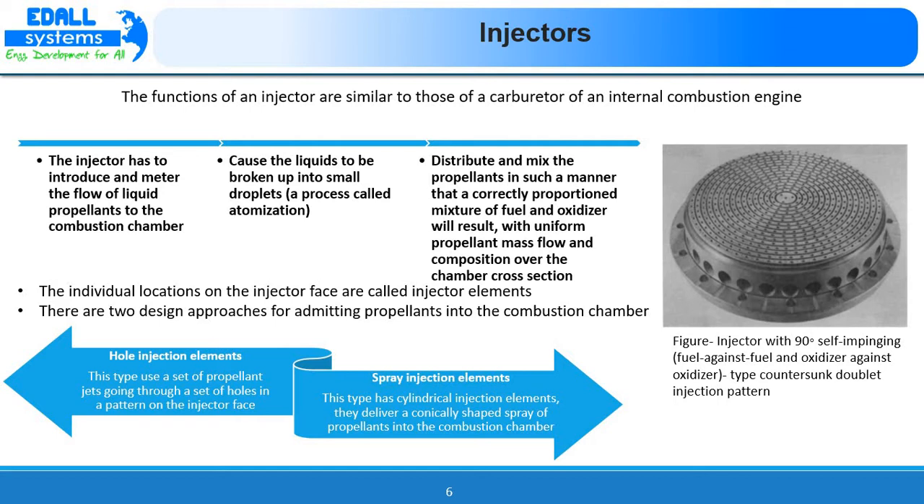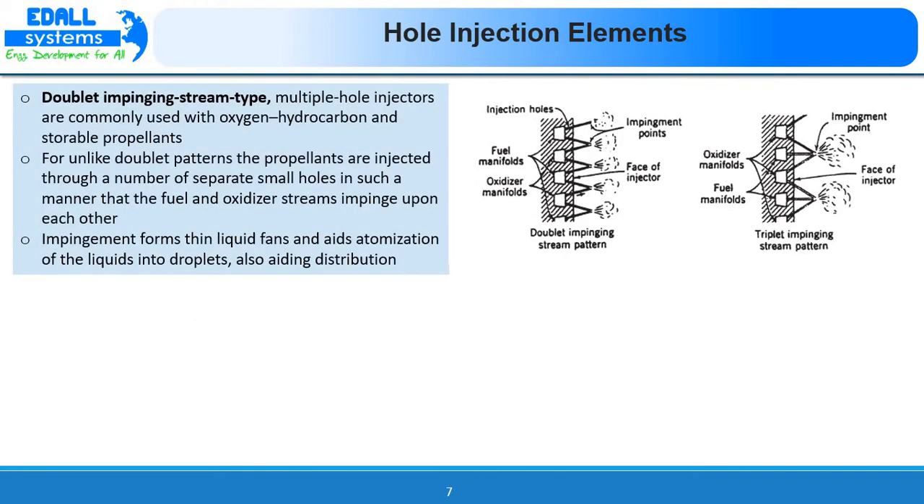Both use these different kinds of injection elements in their configuration, based on which they are used for several applications. So we'll discuss these in detail. First we will discuss hole injection elements, in which there are two types. The first one is the doublet impinging stream type.